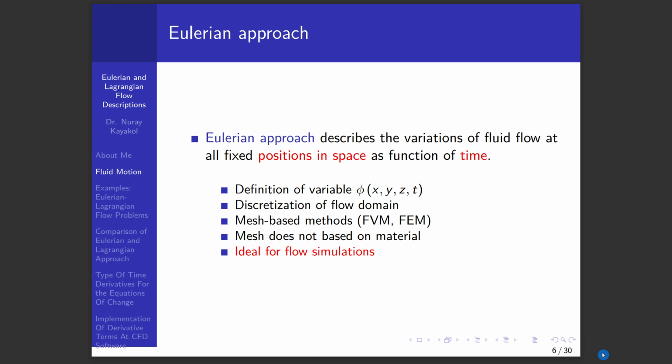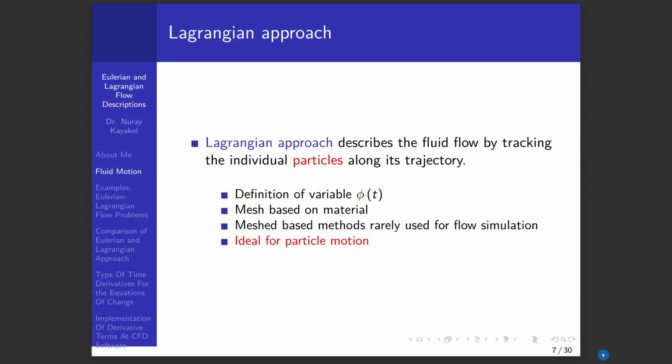So if you think about how you create mesh for your geometry, you're never interested whether the material is gas or liquid. You just create small control volumes or elements without thinking about the material. So because of this, the Eulerian approach is ideal for flow simulations.